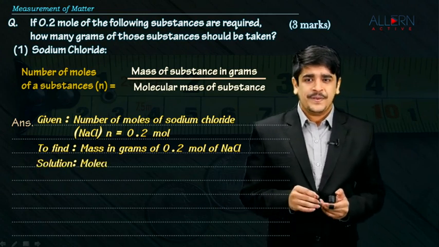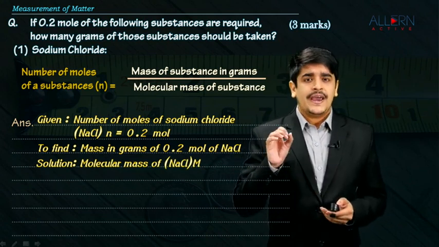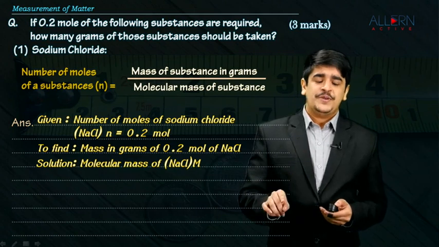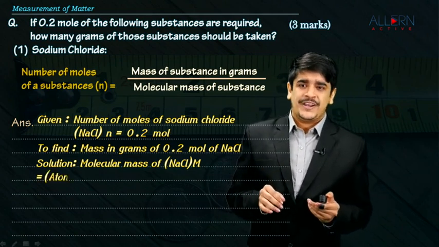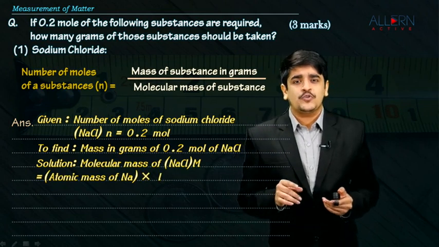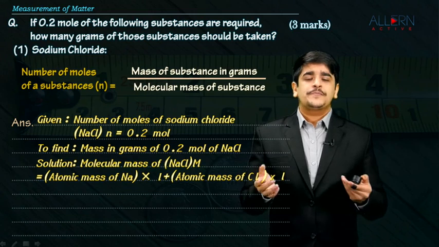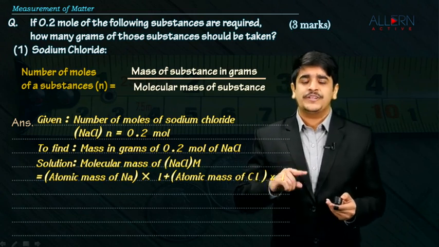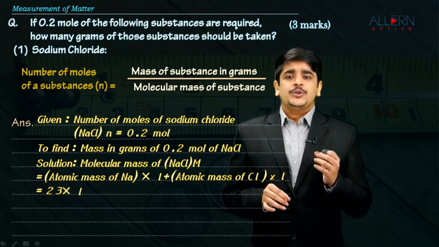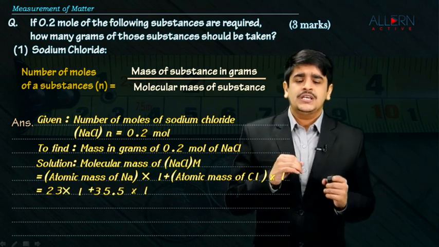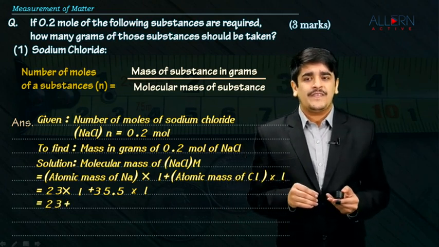It's very simple. As far as the molecular mass of sodium chloride is considered, I need an atom of sodium which has a mass of 23 and an atom of chlorine which has a mass of 35.5. You take the atomic mass of sodium, multiply by 1. You take the atomic mass of chlorine, multiply by 1. Substitute the values: 23 into 1 which is 23, 35.5 into 1 which is 35.5. Let's add up these two values together.